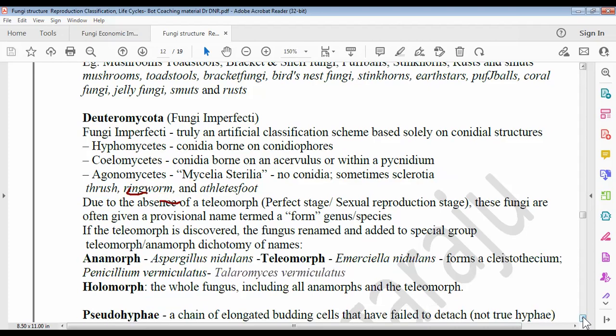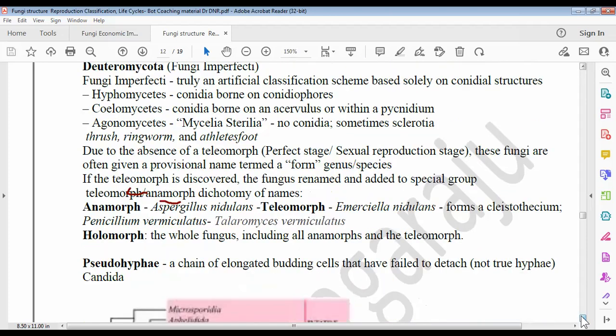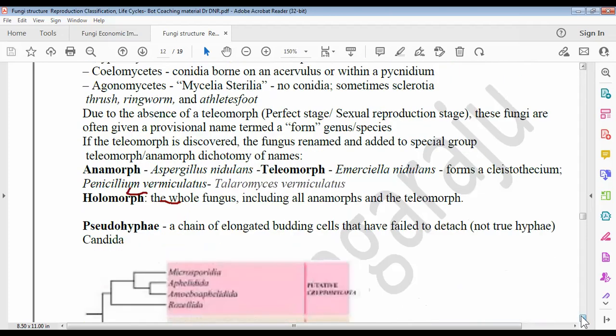Okay, then Deuteromycota, imperfect fungi, I already told you. These again divide into three: hyphomycetes, coelomycetes, and agonomycetes. If it has conidia, that comes under hyphomycetes. And if the conidia are borne on pycnidia or acervuli, that is called coelomycetes. That means the spores do not come out; they are inside the thallus.